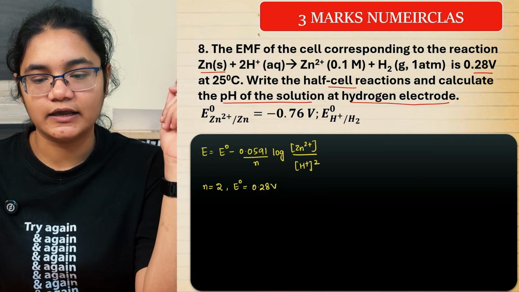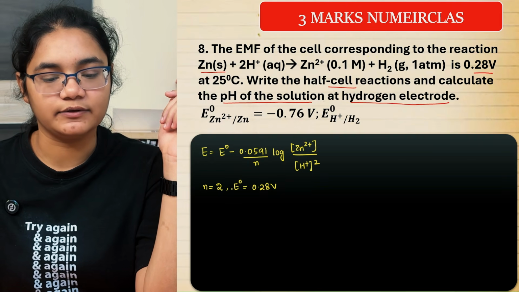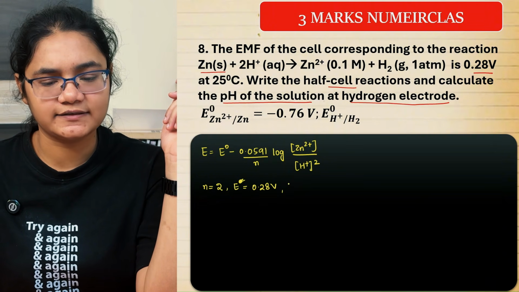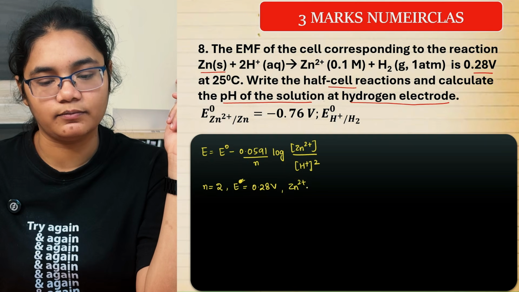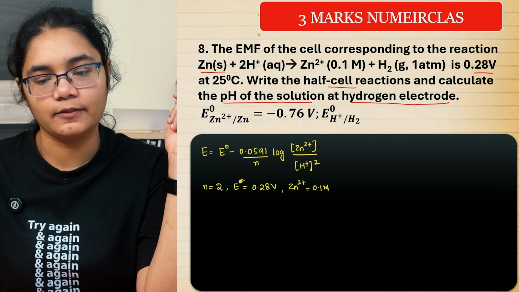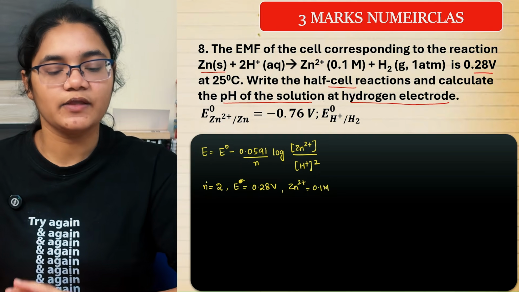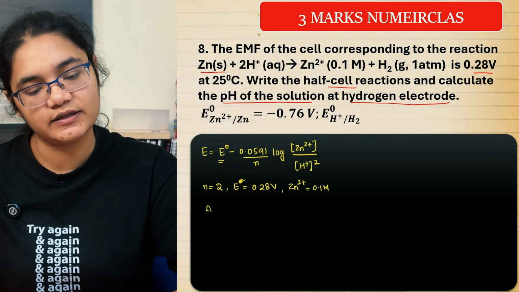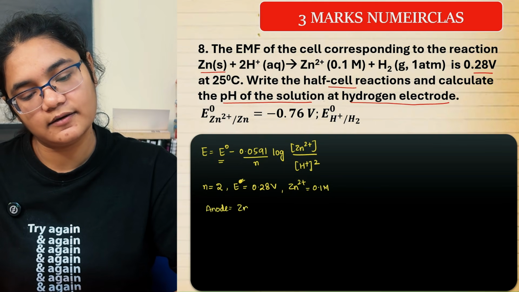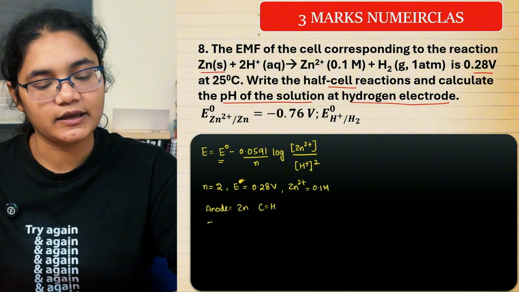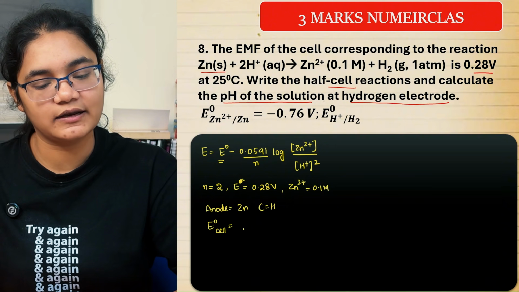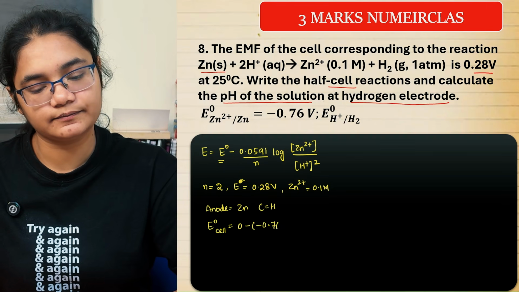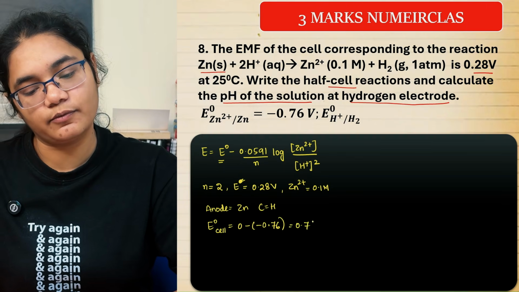E value is given to me. Next, Zn2 plus concentration is given to me as 0.1 molar, and H plus concentration is not given. Now if you see E naught value here, the oxidation is for zinc, right? Anode is zinc, and cathode is hydrogen, right? So I can write E naught of the cell is cathode minus anode, so 0 minus, for zinc it is minus 0.76. That gives me plus 0.76 volt.